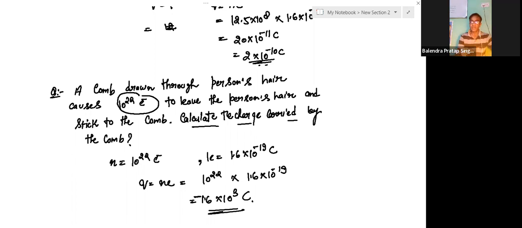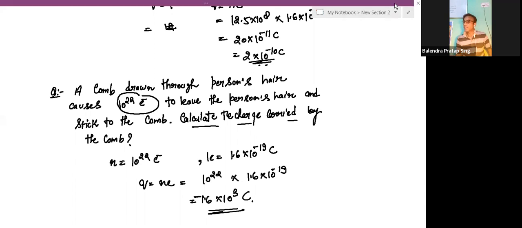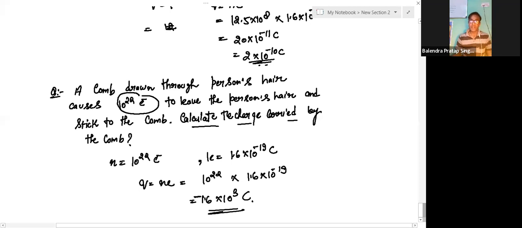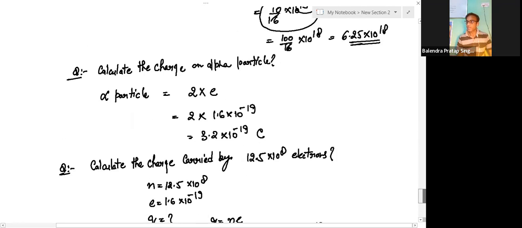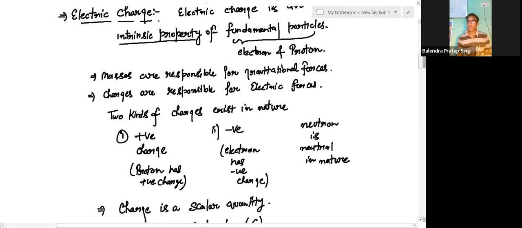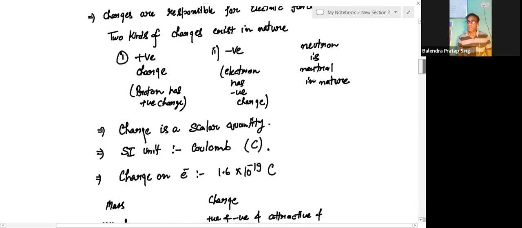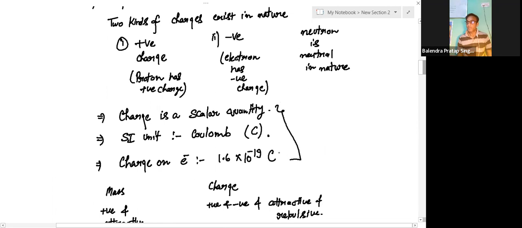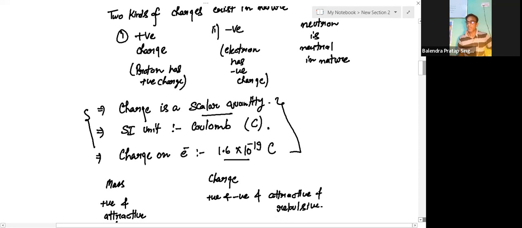What is charge? We discussed what is charge, and what kind of charges exist in our nature. Charge is scalar. Okay, let's take a small revision. I discussed kinds of charges, positive and negative charge. These three properties are actually important: charge is a scalar quantity, SI unit is coulomb, and charge on electron is 1.6 into 10 raised to the power minus 19.